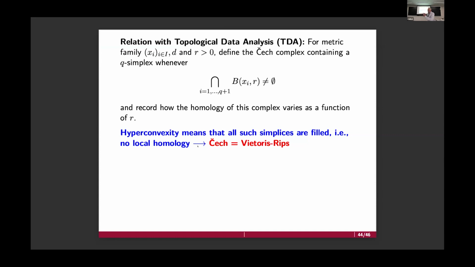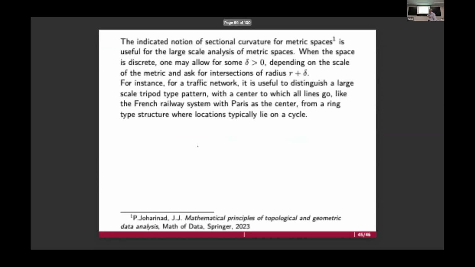our idea of curvature is that we no longer look at the deviation from Euclidean space, we look at the deviation from hyperconvex space. That is, we want to see to what extent the Čech and the Vietoris-Rips complex no longer coincide. So of course, in a discrete space, you don't get this intersection, so you need to be a little more liberal. You need to add some small parameter delta that accounts for the local structure. Otherwise, you can do the same.